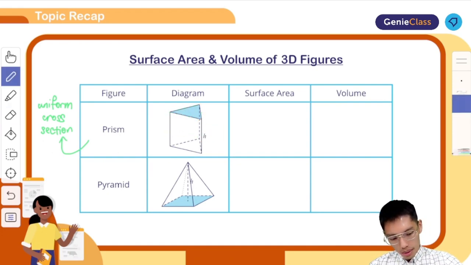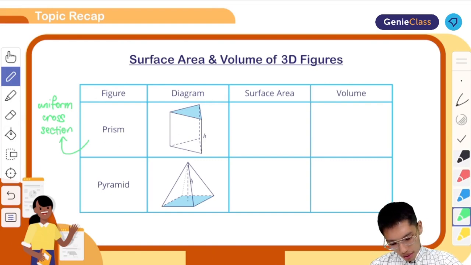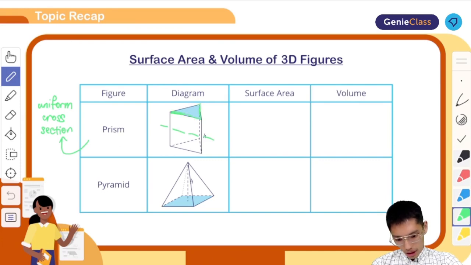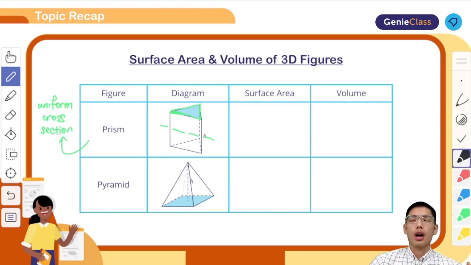Let me just draw it a bit nicely so that everyone can see. If I were to cut it here, you are still going to get a shape that is over here. So what does this mean? This just means, if you recall what we have learned in Sec 1, it follows this particular formula for this shape over here. Very good. But in general, how do we actually find for all prisms?